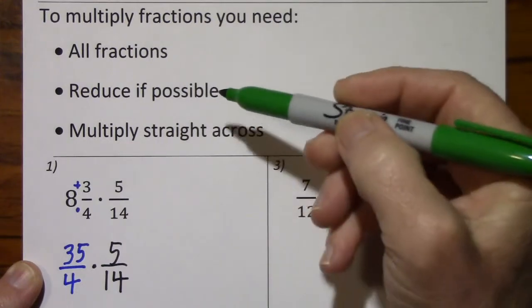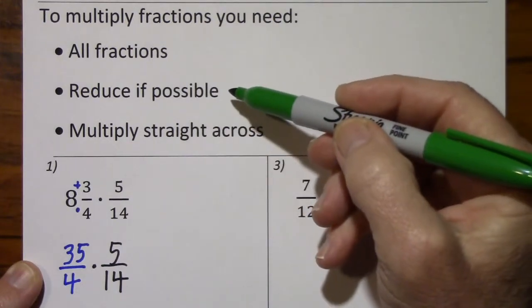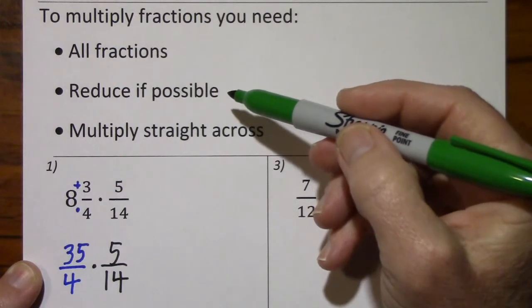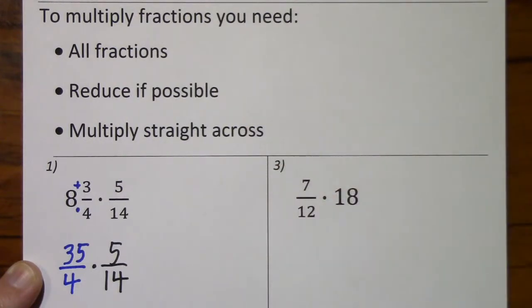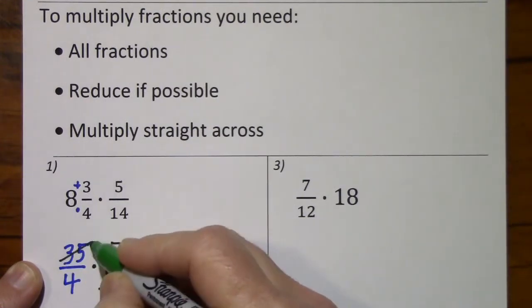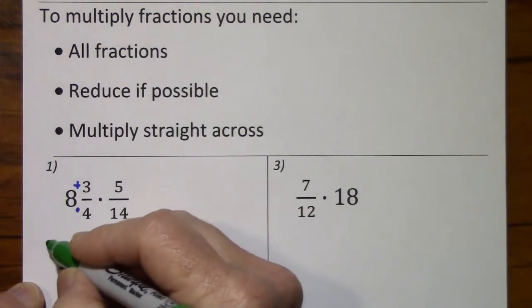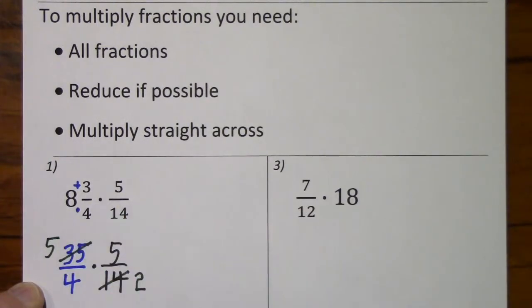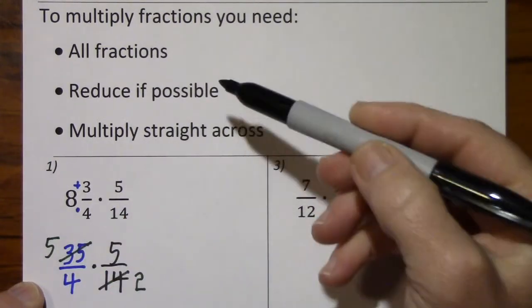Now we're going to reduce if possible. You can reduce diagonally or vertically as long as you have common factors. With 35 and 14 you have a common factor of 7. 7 goes into 14 twice. 7 goes into 35 5 times. We've reduced everything we could.